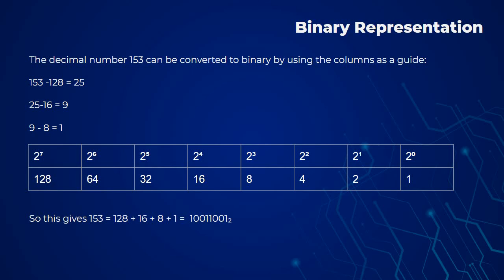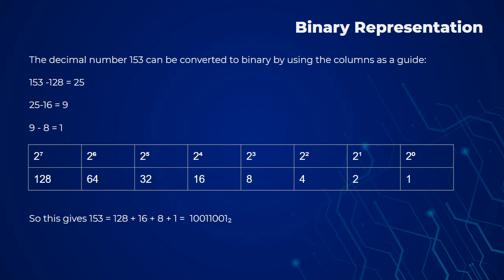So I now go through and I think, well, can I subtract 64? No. Can I subtract 32? No. Can I subtract 16? Yes. So I subtract 16 from it. That leaves me a 9. Okay, next number, 8. Can I subtract an 8 from it? Yes, I can. That leaves me with a 1. Can I subtract 4? No. Can I subtract 2? No. Can I subtract 1? Yes.